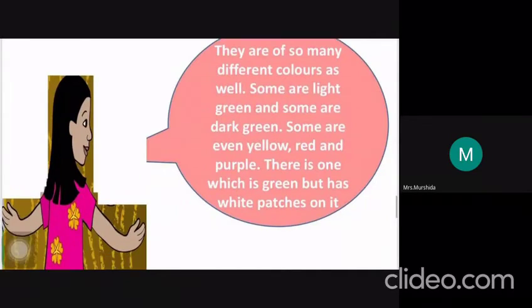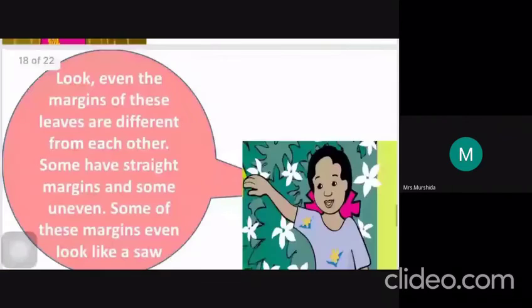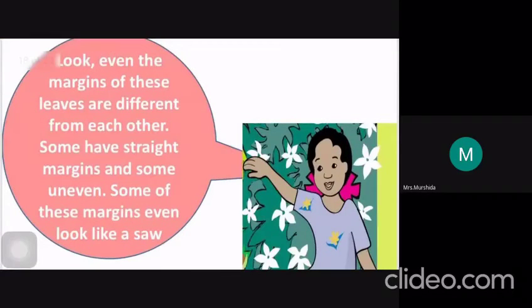Now, Shabnam said, look, even the margins of these leaves are different from each other. Some have straight margins, some uneven, and some of these margins even look like a saw. So, what is the margin of the leaf? That is the outside boundary, the shape of the boundary or the edge of the leaf. That is called the margin.